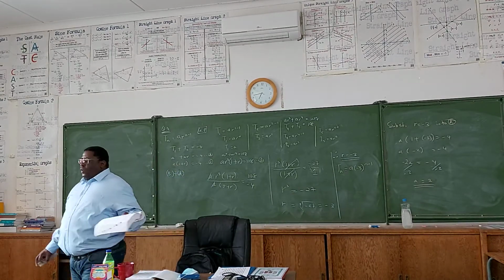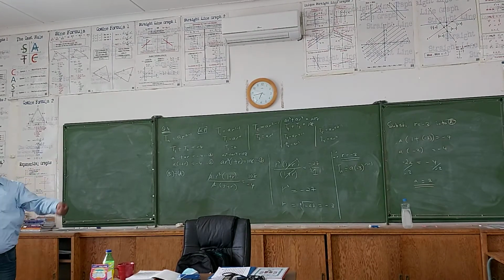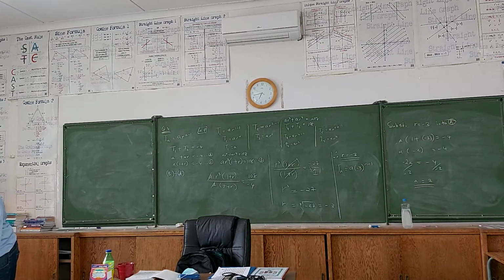So we now know what our r is, we now know what our a is. So when you are asked to write down the first three terms, then you can go on. The a would be 2, then you multiply that by r, and then the square. Makes sense?